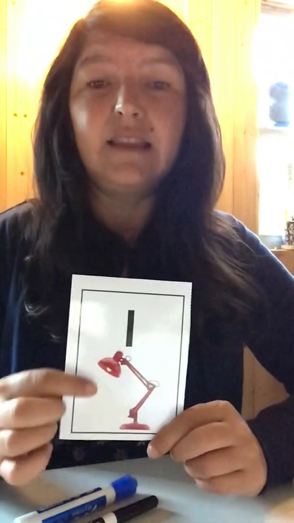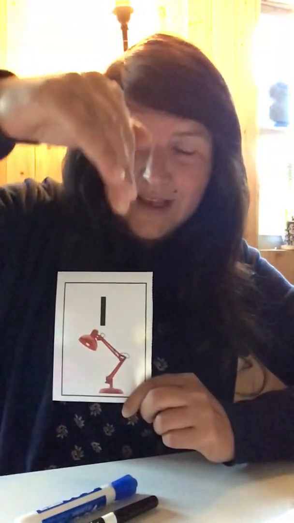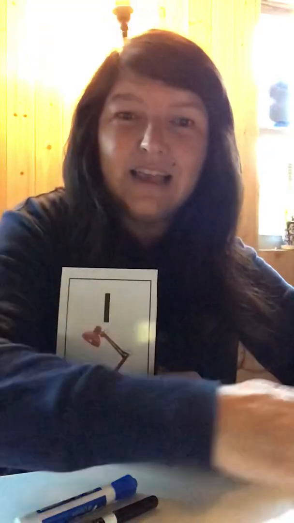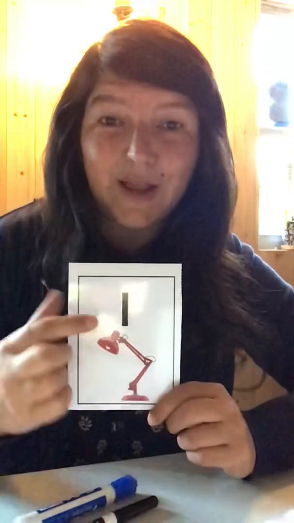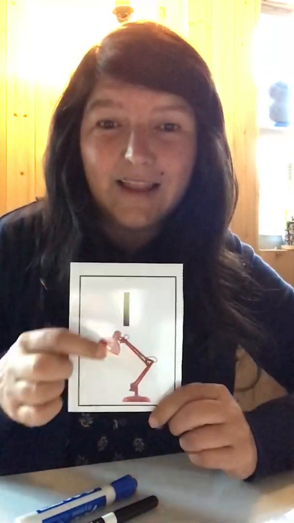L, lamp, L. It's like you're doing a roller coaster. A capital L is shaped like a line down and a line over. So your roller coaster is going down the hill, and then it hits the bottom of the hill and goes out. So L, lamp, L. Now you do it. L, lamp, L.